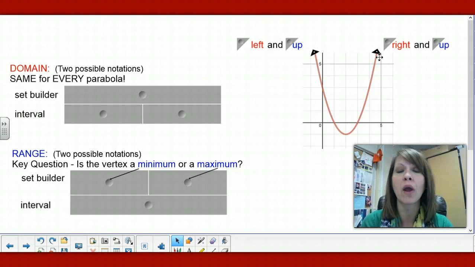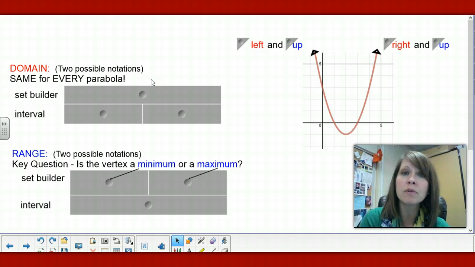And that would be true for any parabola. Any parabola that has a U-shape, just like this, that's what makes it a parabola. And one arrow will point left forever, and one arrow will point right forever. The awesome thing is that means that the domain is the same for every parabola. So it's not sometimes it's this, sometimes it's that. It's the same for every parabola.